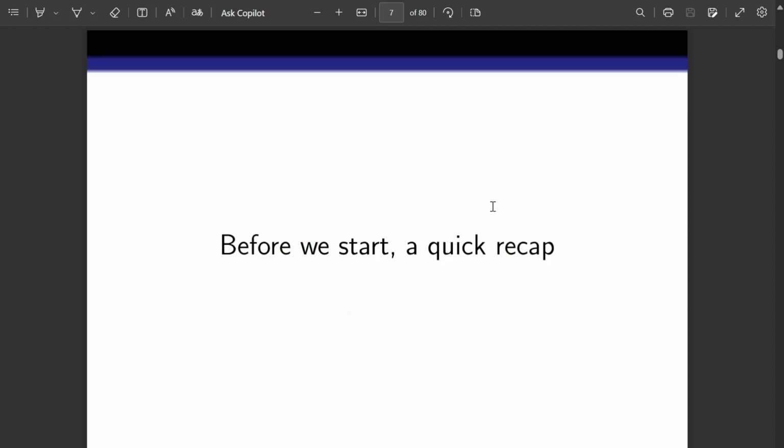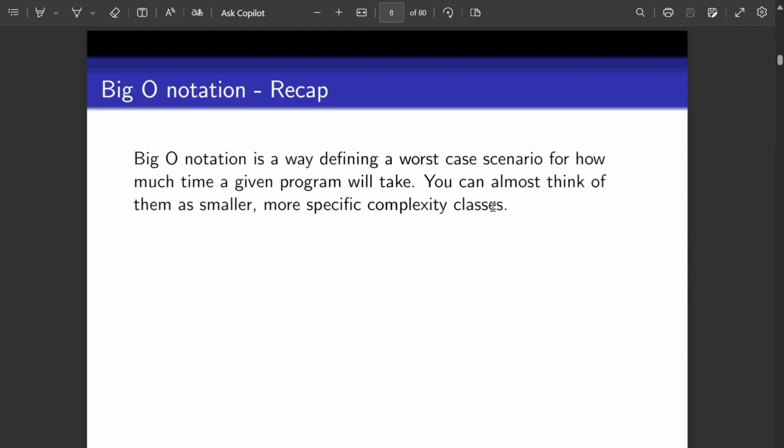So before we start on the actual complexity classes, let's do a quick recap of big O notation. I know you guys have done this to death probably, but big O notation is a way of defining a worst case scenario for the program. So you can think of them as smaller time bound complexity classes.